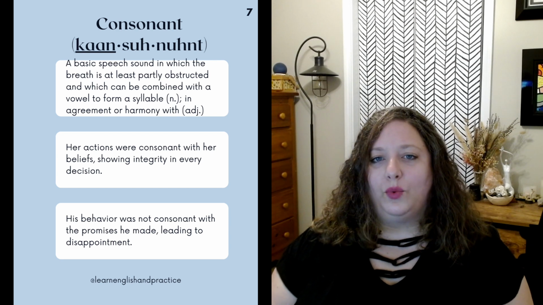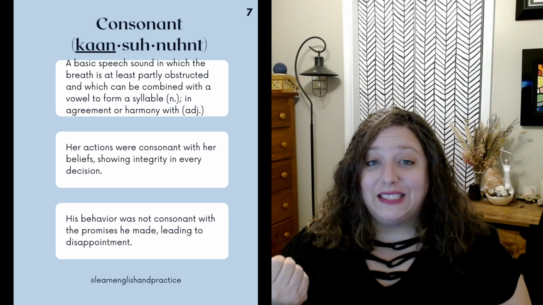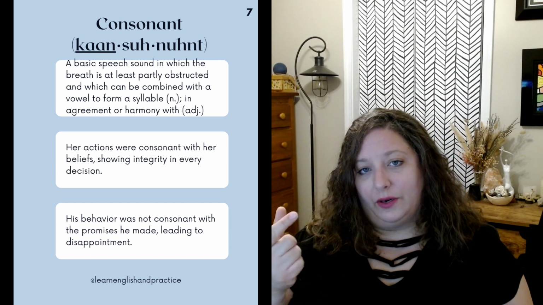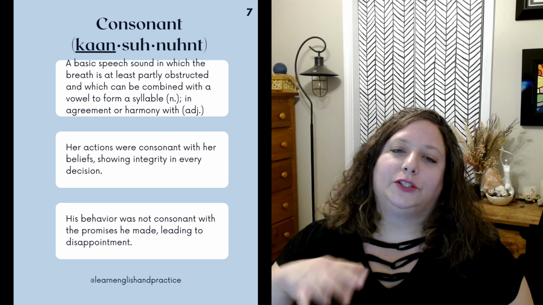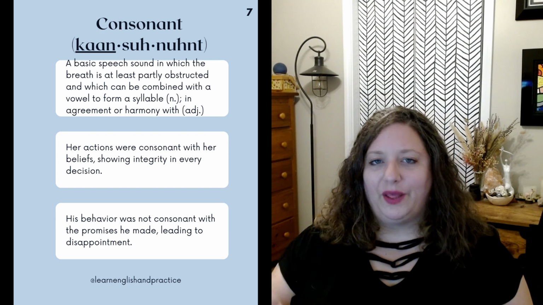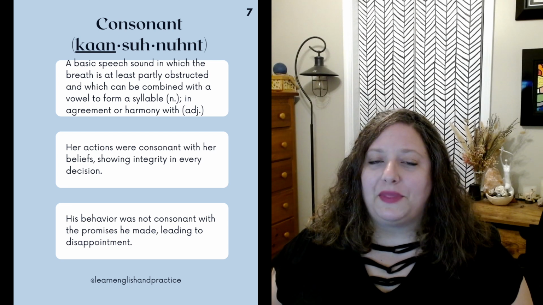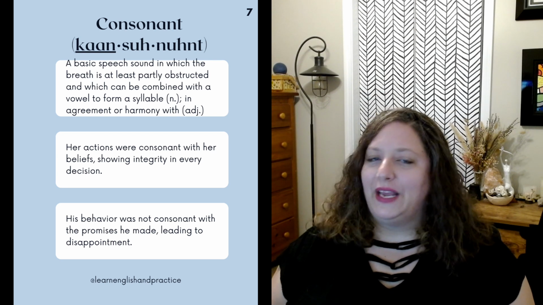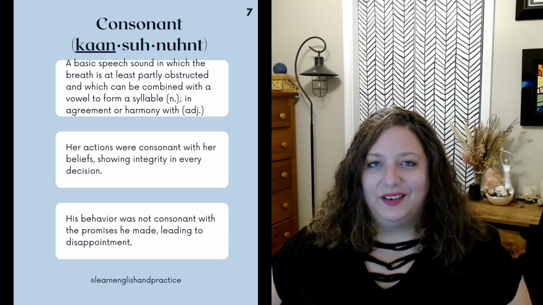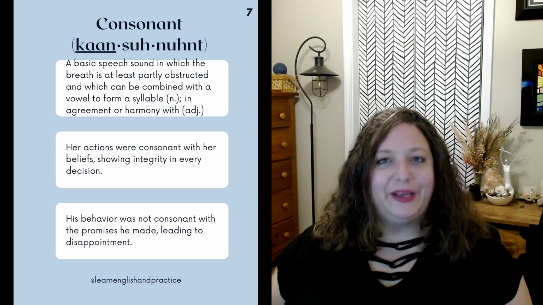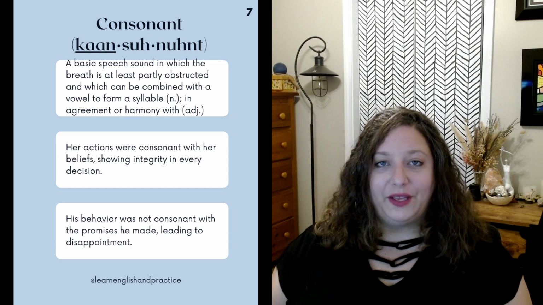So when we're using it with that first meaning, we're talking about vowels versus consonants in terms of English grammar. And then we can also refer to the agreement or harmony with, which is what I'd like to focus on. So to be consonant with something is to be in agreement with it, in harmony with it. So take two people who meet each other and fall in love who happen to be consonant with each other.